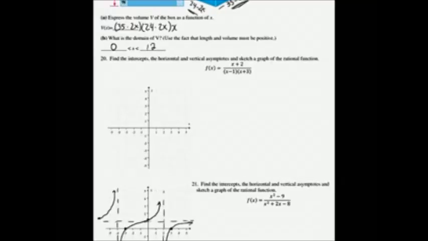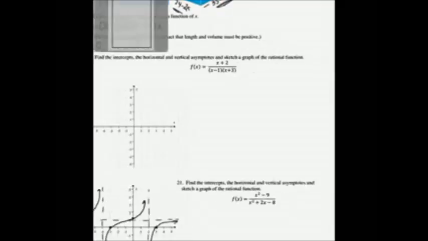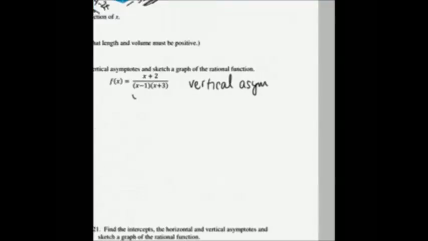Okay, number 20. Intercepts, vertical and horizontal asymptotes, and then sketch the graph of the rational function. So I'm going to start by finding the vertical asymptotes. Those are domain restrictions, and we can see here x cannot be 1 and x cannot be -3, so those are exactly where we place our vertical asymptotes.